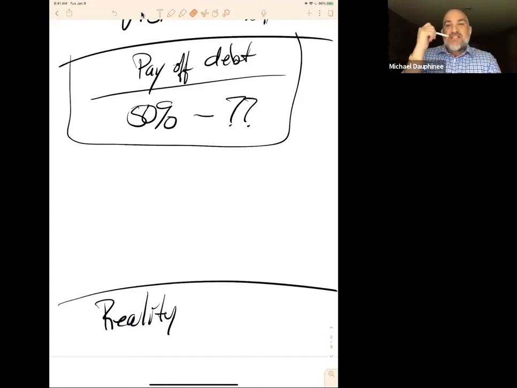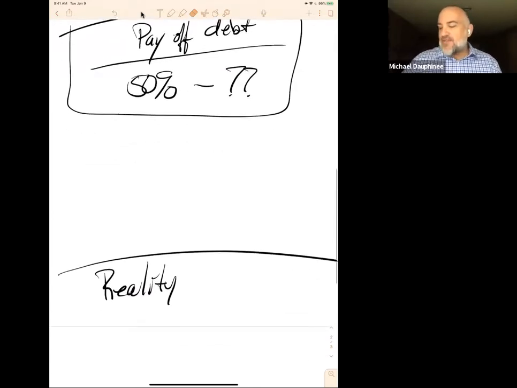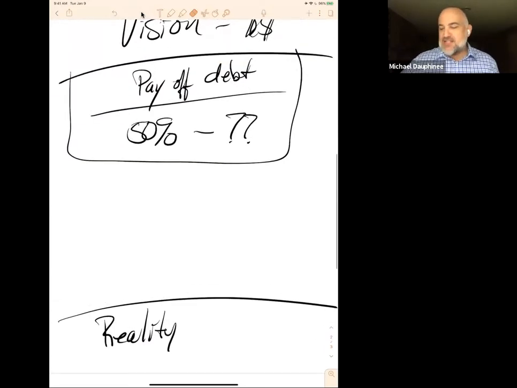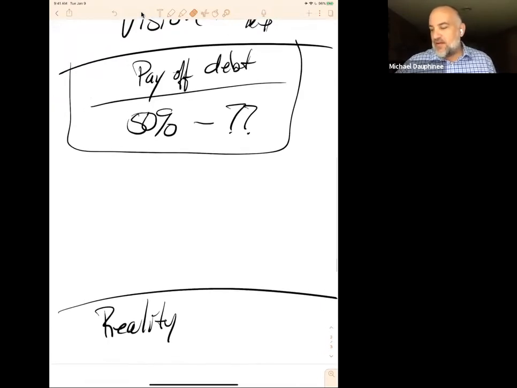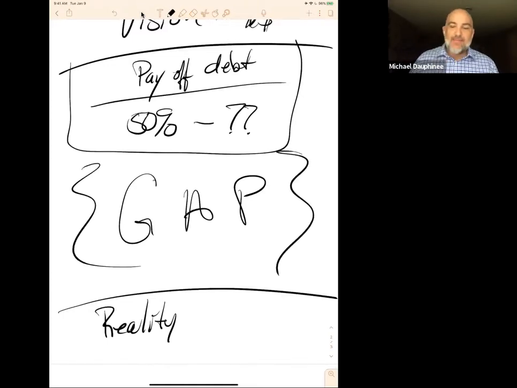Most of us think that if we just set a goal, it's going to be enough, but we don't often look at reality. Between the vision and the reality, and this is where I was talking to you guys as we ended last week, there's a gap, right? All this is the gap.